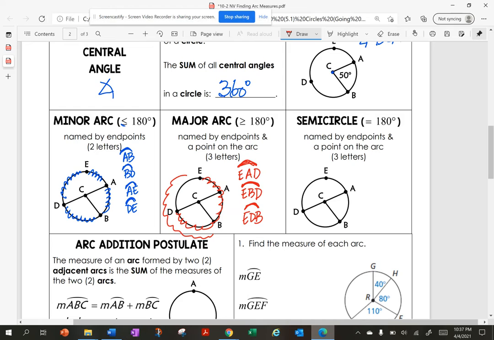Okay, and a semicircle is exactly equal to 180 degrees. So again, I'm naming with three letters. So I can name this one, which is 180 degrees from here to here. So this would be arc AED. So it's a major arc, so I name it with three letters. Or I could be naming this arc, which is arc ABD. So I know which half of the circle I'm talking about.